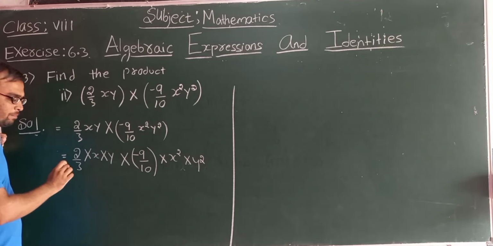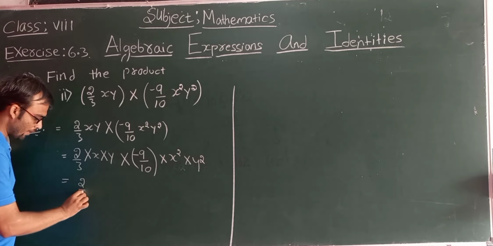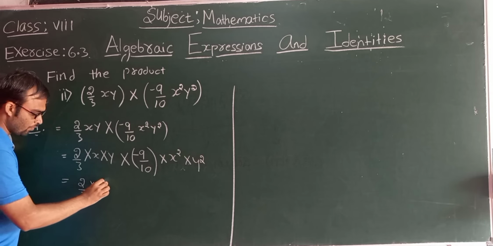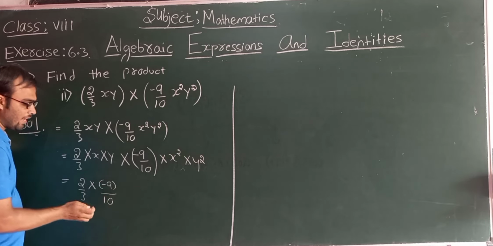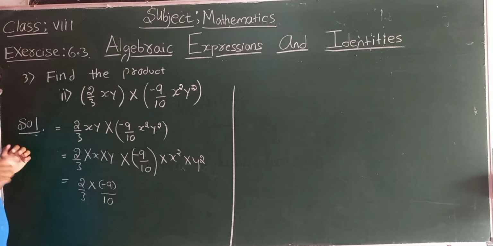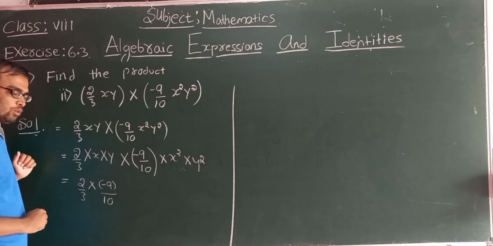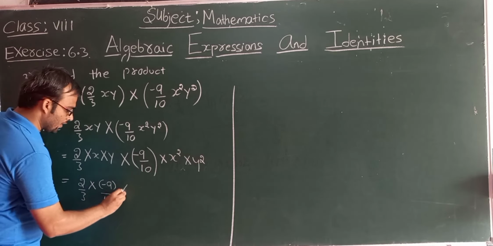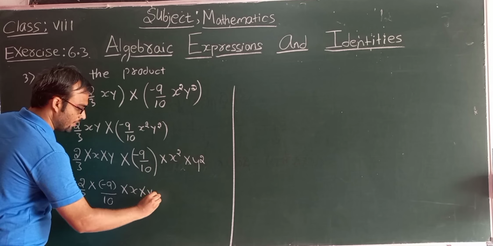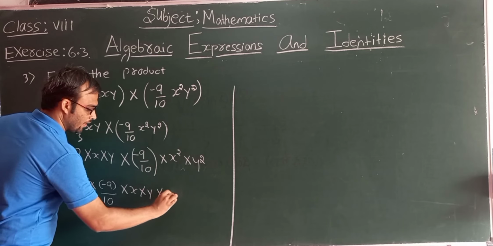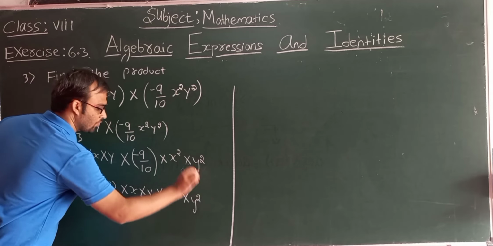We need to group numbers one side. Okay, so these are the numbers now. So group this 2 by 3 into, you can write like this, minus 9 by 10. Why I have written this in bracket: whenever you come across negative numbers, you have to write those numbers in bracket. Next, so here x, y. Next here x square and here y.